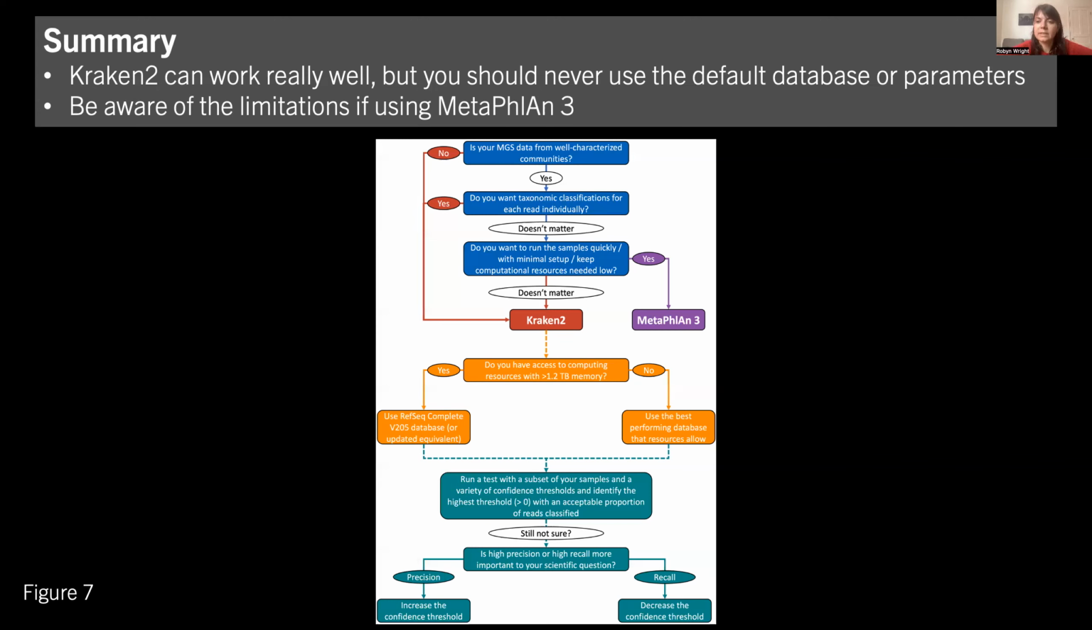So after deciding on a database to use, we recommend running a test with a subset of your samples and a variety of confidence thresholds in order to identify the highest confidence threshold that still has an acceptable proportion of reads classified. And if in doubt, if you're more concerned with high precision, increase the confidence threshold. And if you're more concerned with high recall, decrease the confidence threshold.